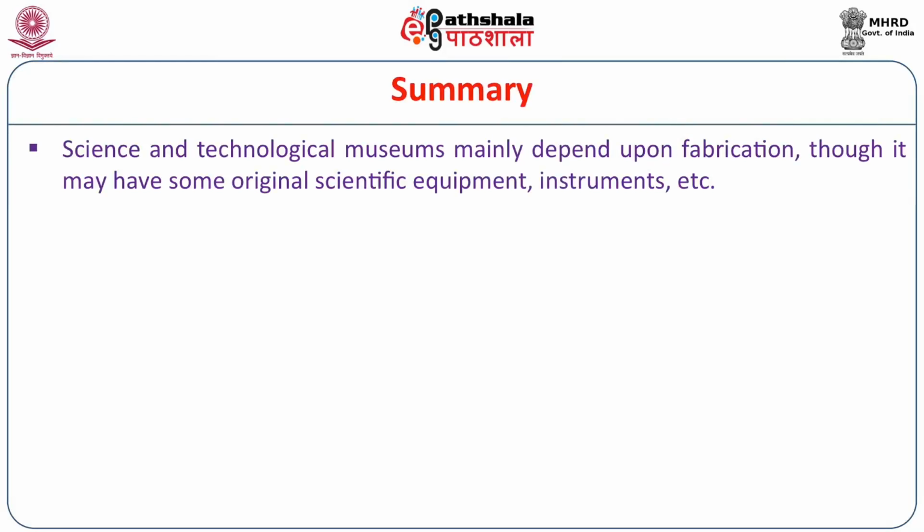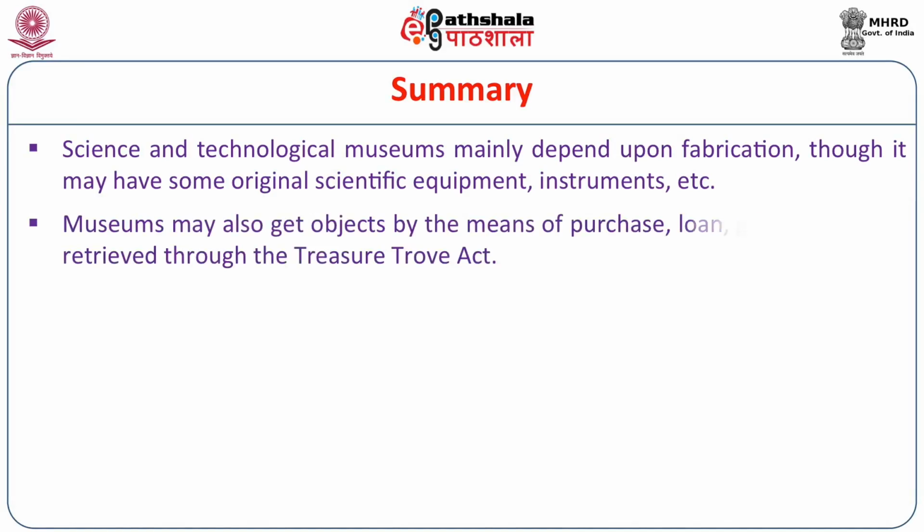Science and technological museums mainly depend upon fabrication, which is mainly done in their workshop, but they have some original objects in their custody also. Museums may also collect objects by means of purchase, loan, gift, bequest, treasure trove act, etc.